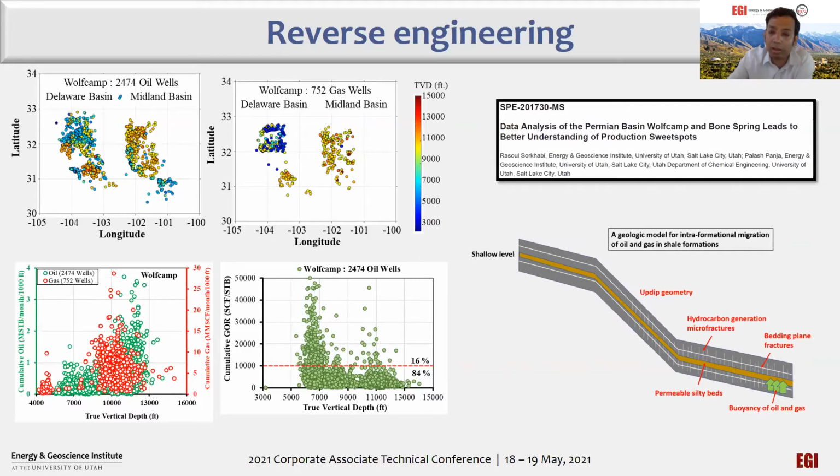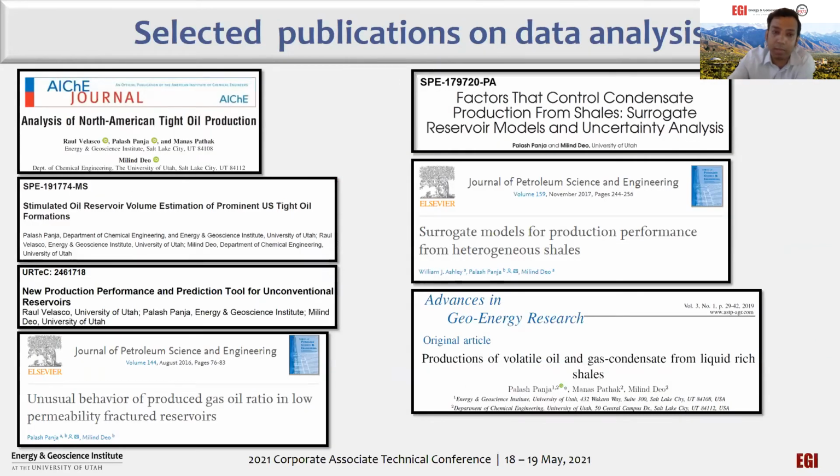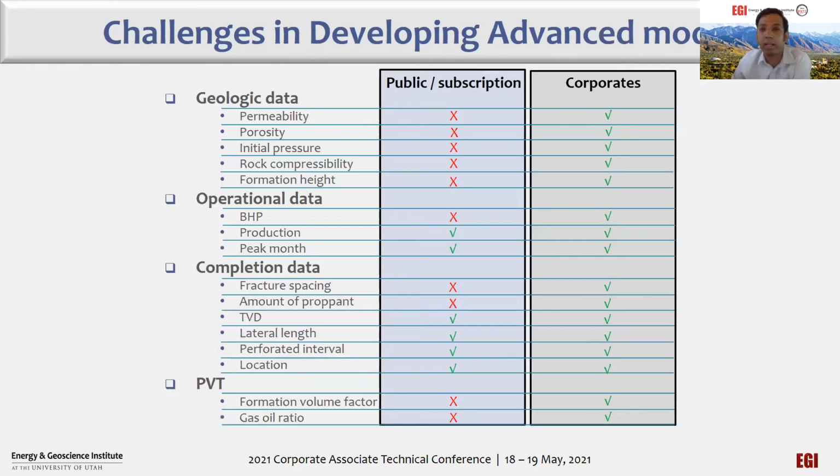So we have done a lot of data analytics using this production data. These are other publications we have, like the analysis of North American tight oil production in the AIChE Journal. However, we have data limitations. We almost don't have any geologic information like permeability and porosity. We do not have access to those data publicly. Of course, we have some idea from published articles, but we don't have actual values from any operator or corporation. We don't have bottom hole pressure data. We do not have fracture spacing or the amount of proppant injected during fracturing. We do not have PVT data.